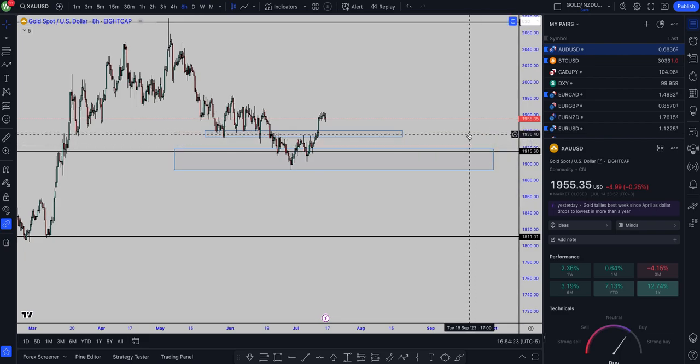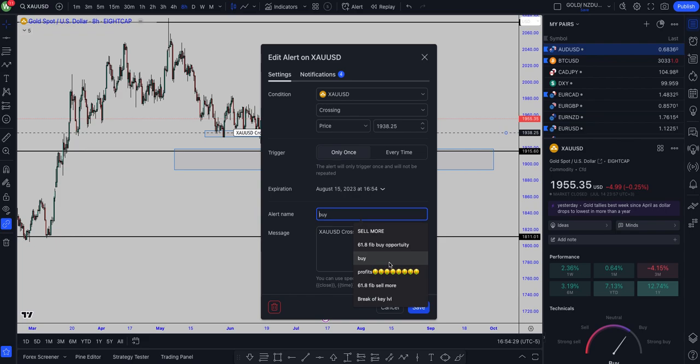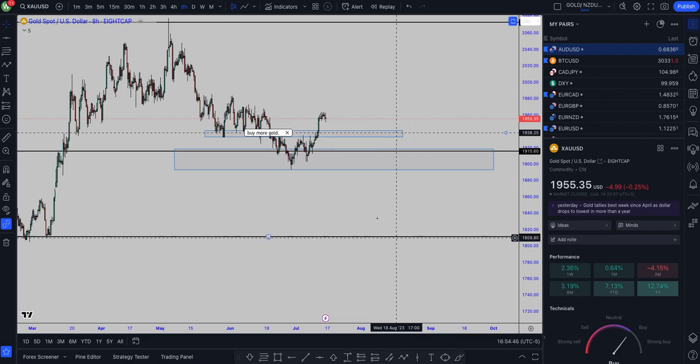So once the market is at 1938, I want to buy. So I can say, buy more gold. I mean, that's what I can just write there. So this is a zone I'm expecting the market to come into, yeah.